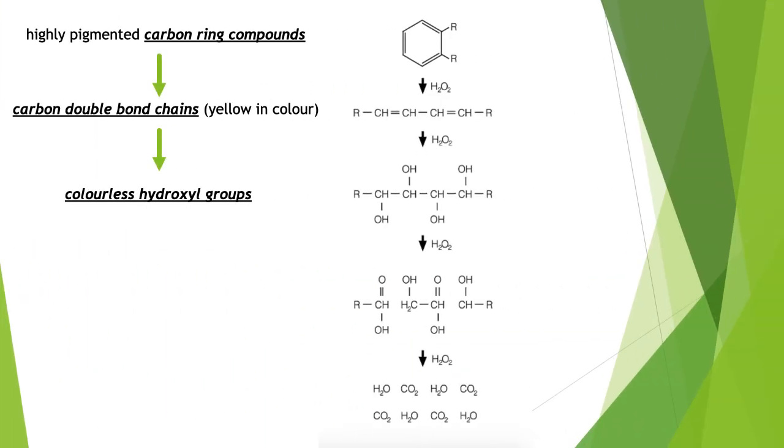And this is the reaction. So as you can see, if you have a highly pigmented carbon ring compound, it will interact with hydrogen peroxide. The hydrogen peroxide will attack the ring, converting it to carbon double bond chains, which are yellow and lighter in color than the carbon ring compounds. This will further interact with hydrogen peroxide, producing single bonded compounds and colorless hydroxyl groups.